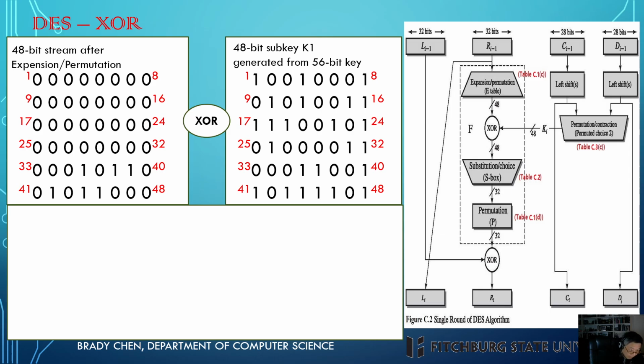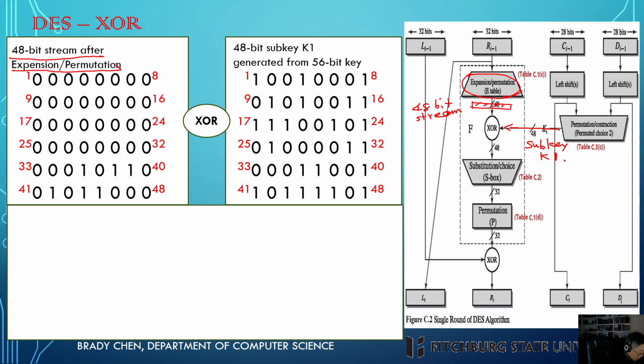Okay, so we have completed the expansion and the permutation operation. So we actually created a 48-bit string. Now that 48-bit string is going to perform the exclusive OR operation with the 48-bit subkey K1. Now how are we going to perform this? So that's the 48-bit string after expansion permutation.